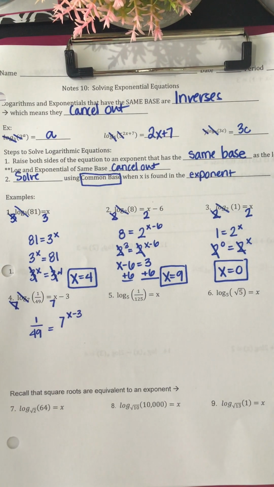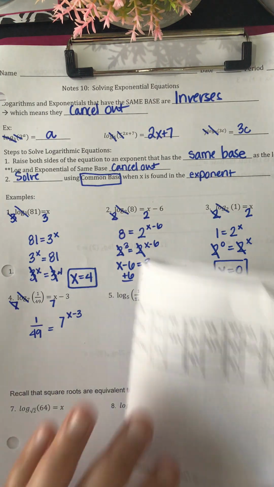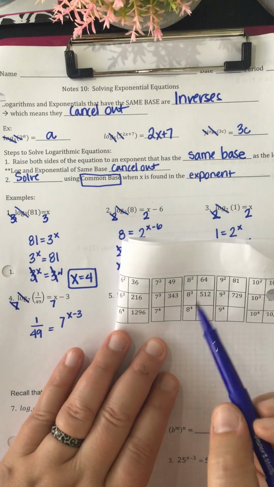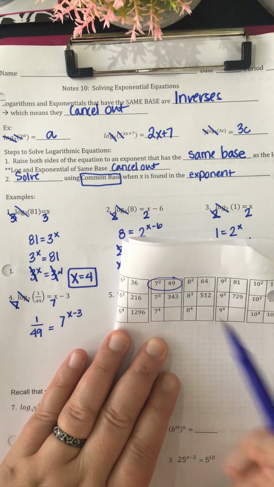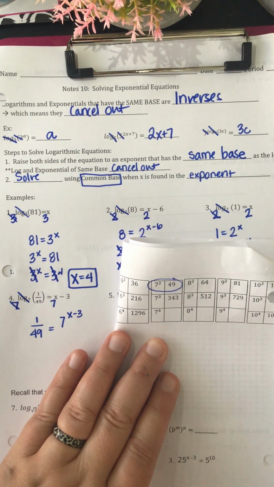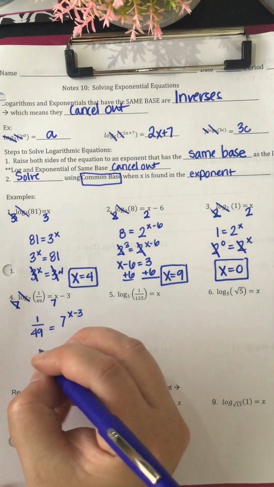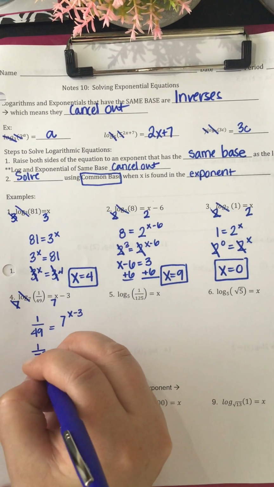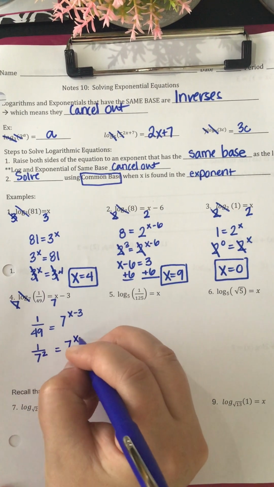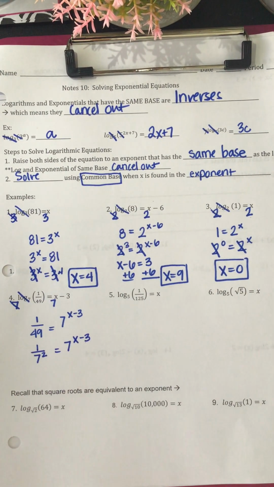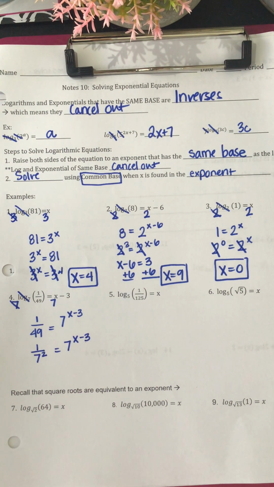Then I'm going to check my 7's chart, and I'm going to try to find 49 as a power on 7. So let me put my chart up here. Okay, 7's chart is right here. 49 is what? 7 squared, or 7 to the 2. Now, notice that that's not 49. That's 1 over 49. So I'm going to write it like this, where I have 1 over 7 squared equals 7 to the x minus 3.